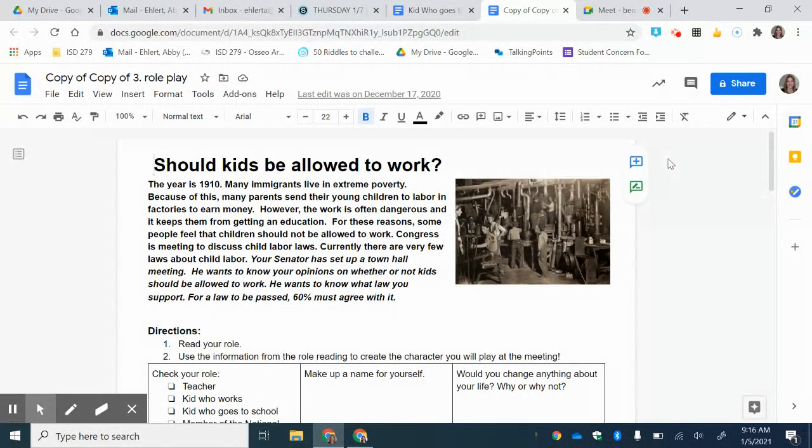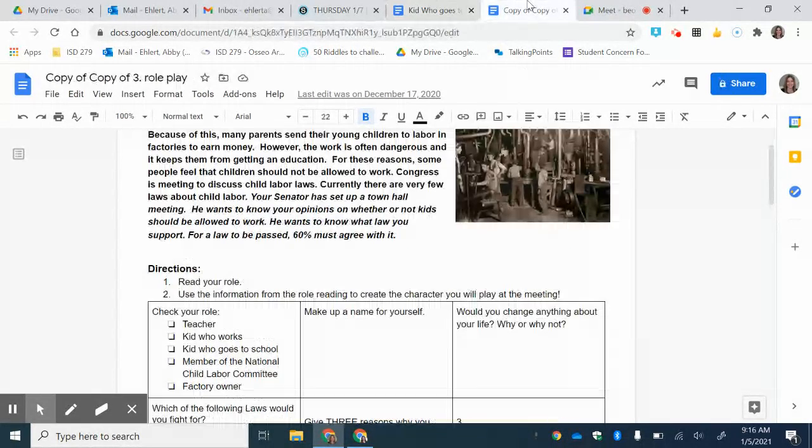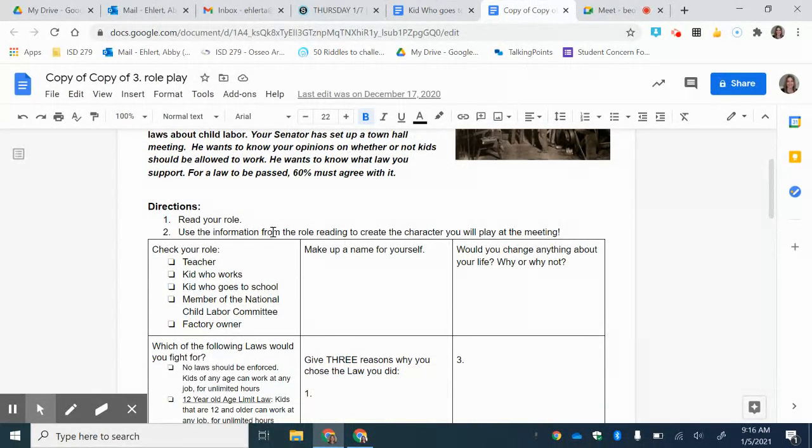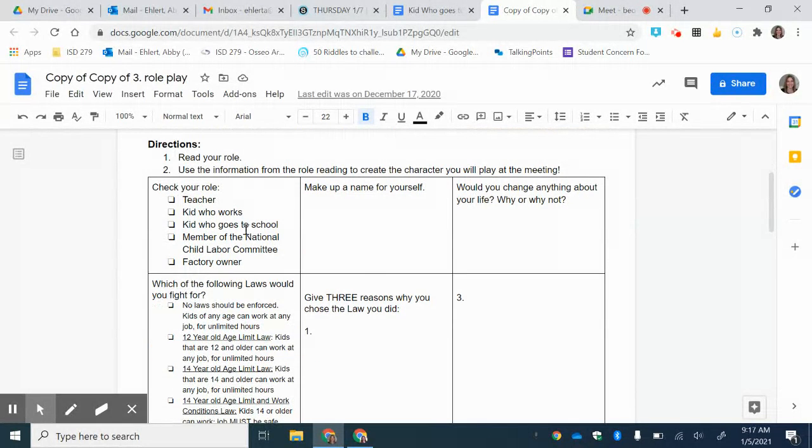Congress is meeting to discuss child labor laws. Currently, there are very few laws about child labor. Your senator has set up a town hall meeting. He wants to know your opinions on whether or not kids should be allowed to work. He wants to know the law that you support. For a law to be passed, 60% must agree with it. So you've already read your role, kid who goes to school or whatever role you have, and then it says use the information from your role reading to create the character you will play at the meeting. So highlight your role. I'm kid who goes to school, so I would highlight it.